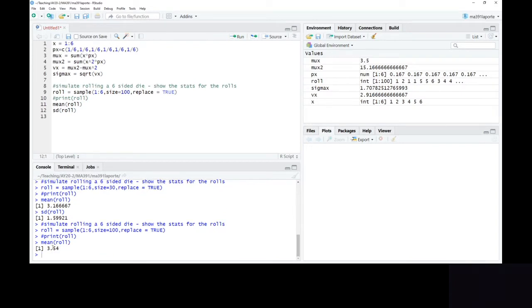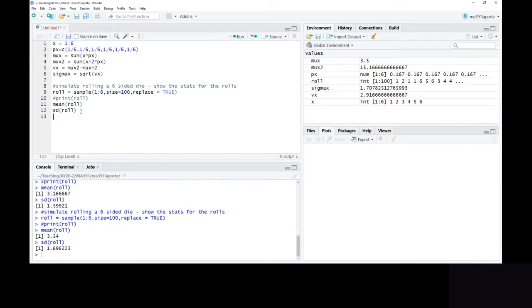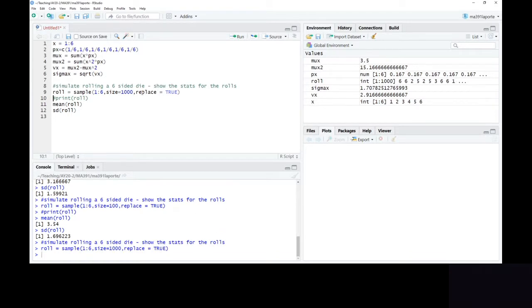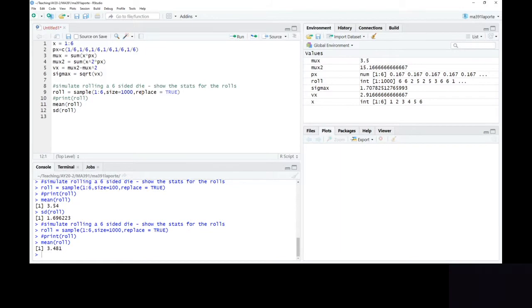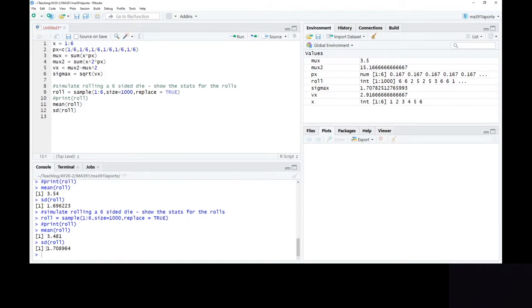So you can see down here 3.54. That's getting a little closer, with the 1.69. Okay, I think we had a pretty good roll that time. What happens if we did 1,000? 3.481. Maybe we didn't have... I guess it's closer. 3.54 was 0.04 off, 3.481 is 0.019 off. So let's go back and see if we can get even closer to that.